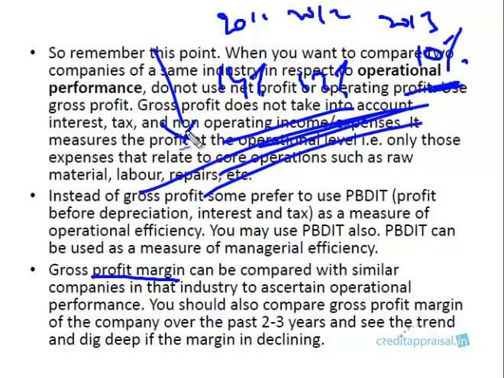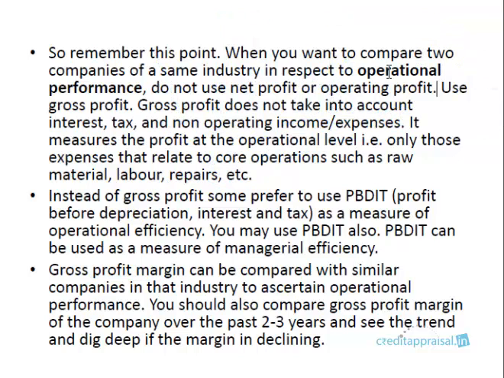So you need to investigate why it is happening. Is the raw material cost increasing beyond the control of the company? Is it unable to pass on the price hike to the customers? Is it unable to increase the sale price, or is the power cost going up? So you need to dig further. The basic point is you can compare two companies at the gross profit level.